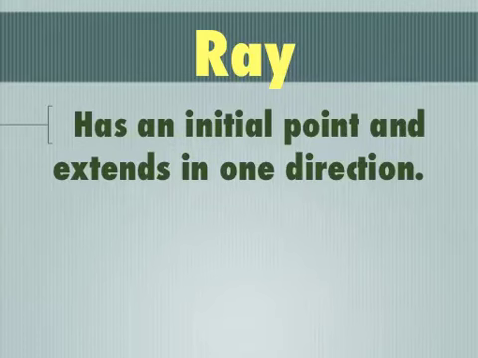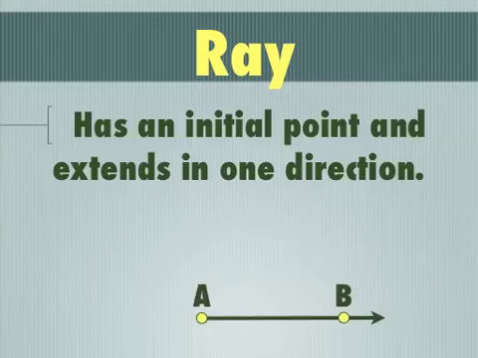A ray has an initial point and extends in one direction. So a ray, this would be an example of a ray. If you notice, it starts at point A. It doesn't go past point A. It starts there, and it extends through point B. So the initial point would be A, and it's going to extend through point B.